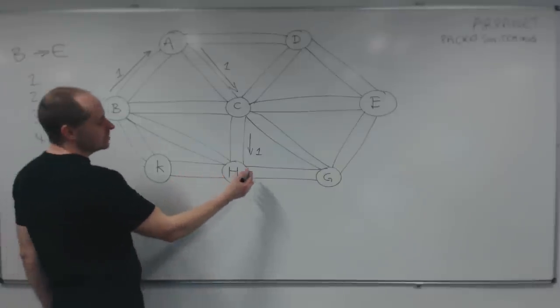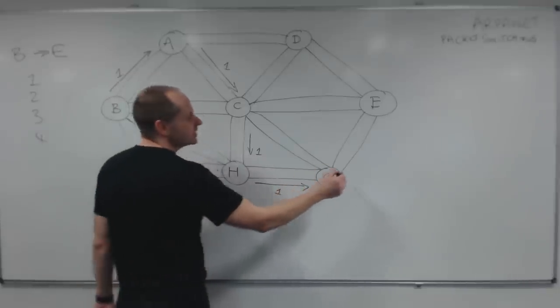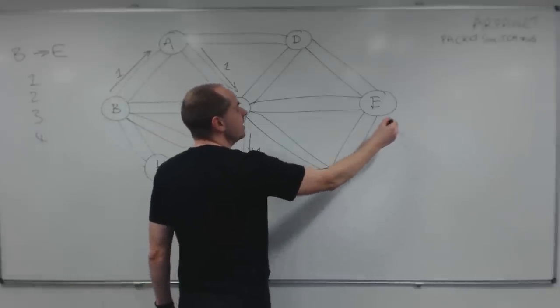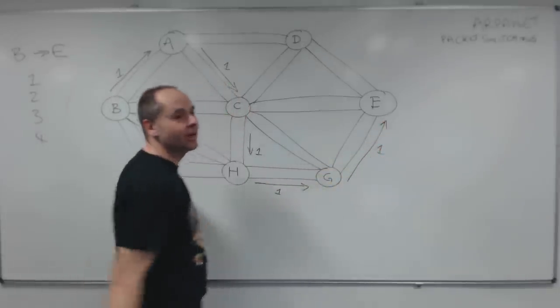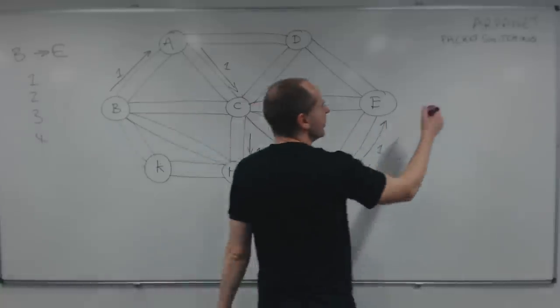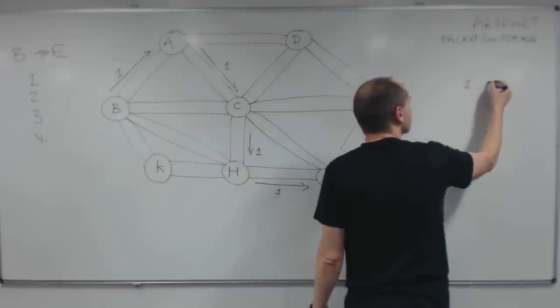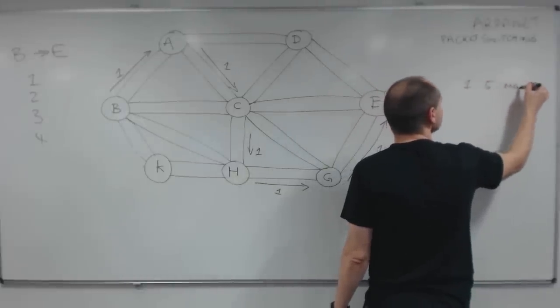When it gets to H, H is going to send it that way. When it gets to G, G goes, hey, I know E, I'm going to send it directly to them. I'm connected. Now, how many routing operations has the first packet gone through? So how many times has it travelled? Five. Okay, so E receives packet one, 5 movements.